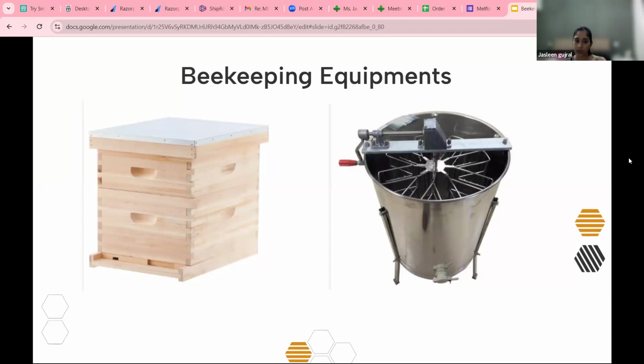The lower box is the brood chamber. The upper one is the super chamber. The brood chamber is basically where the bees and eggs are stored, along with the honey. And the super chamber is where only the honey is stored, with no eggs in it.